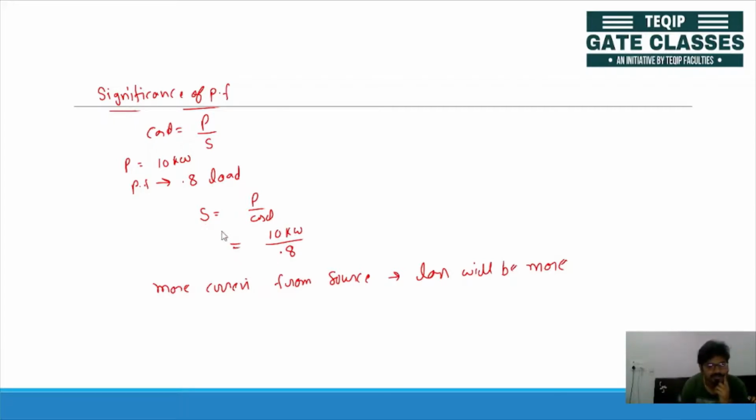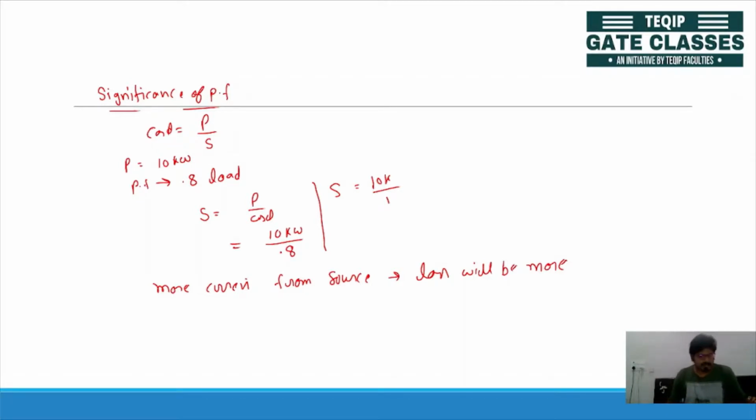If your power factor is unity, then for a 10 kilowatt load you just have to draw 10 kilowatt divided by 1, that is 10 kilowatt power only. In that case you don't need to draw extra current for feeding the load. So your power factor should ideally be unity, or practically near to unity.